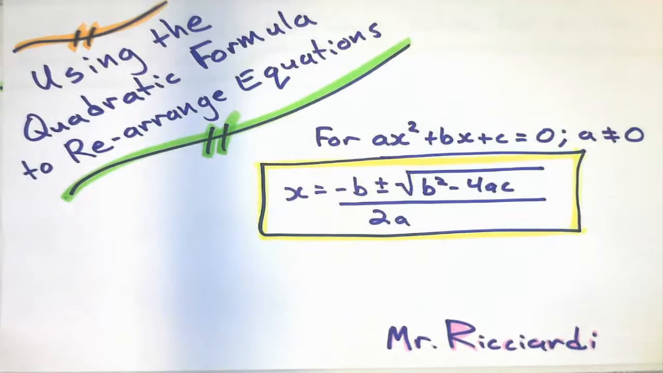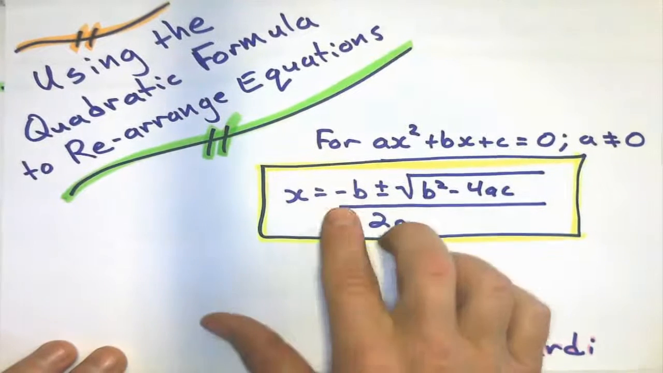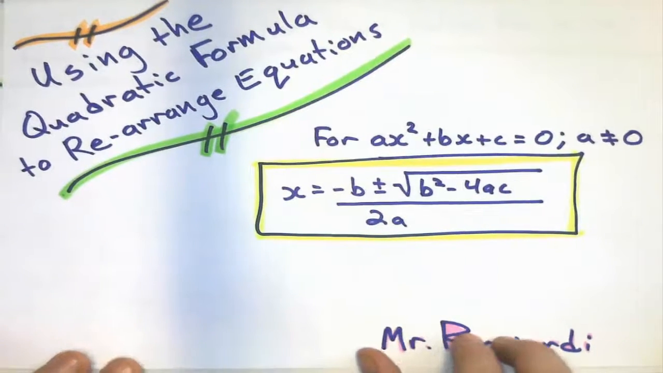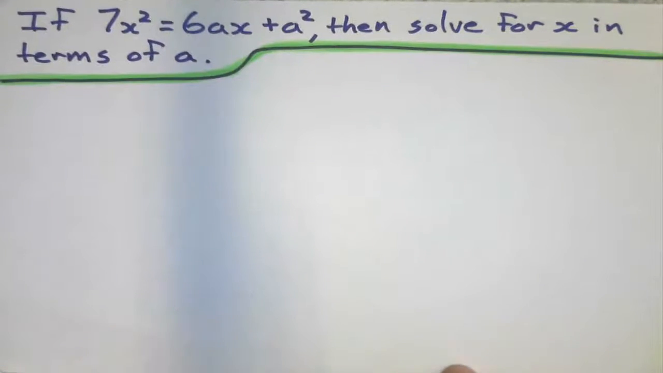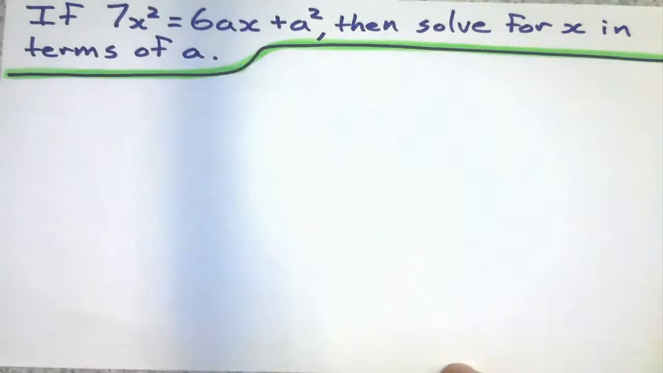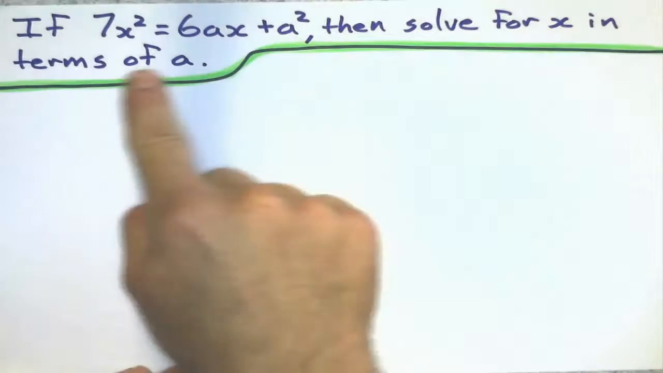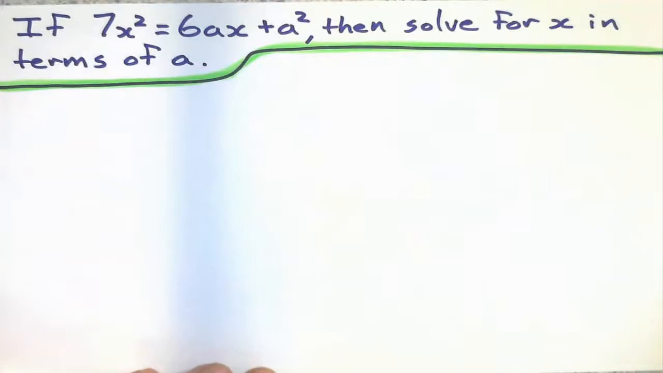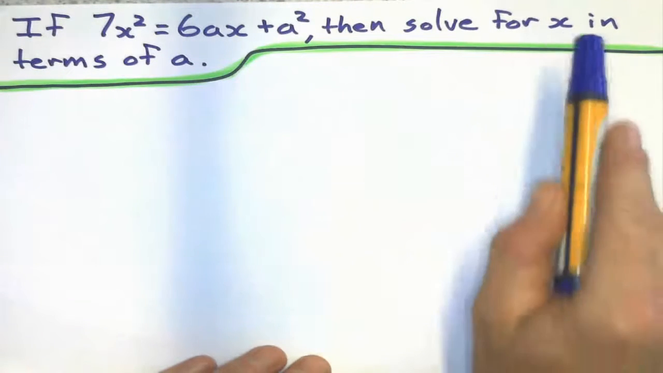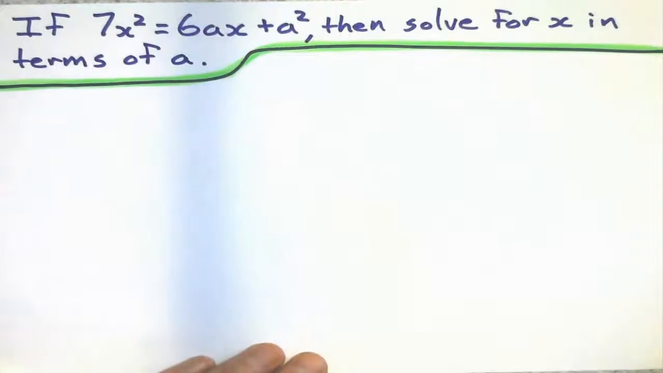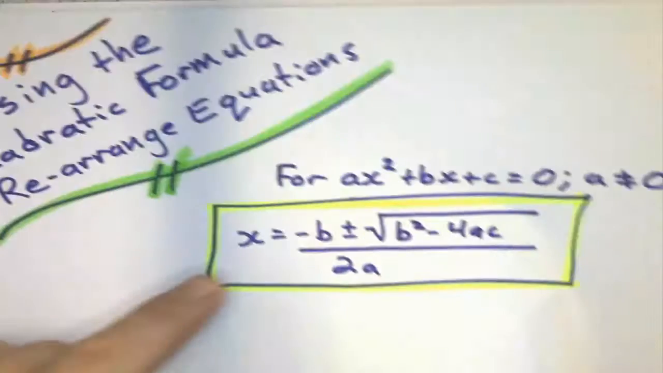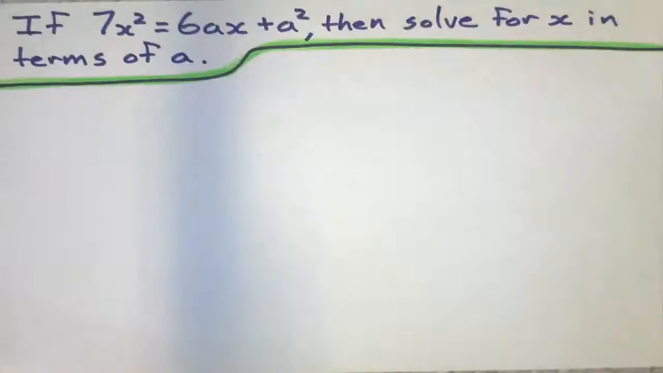Okay, here we go. So we're going to use the quadratic formula to rearrange equations, and basically what it is is making a variable the subject of an equation. So here's the problem. If 7x squared equals 6ax plus a squared, solve for x in terms of a. So what I want to do is get x by itself. I want to rearrange this equation and get x by itself, which I can't do without the quadratic formula. Okay?